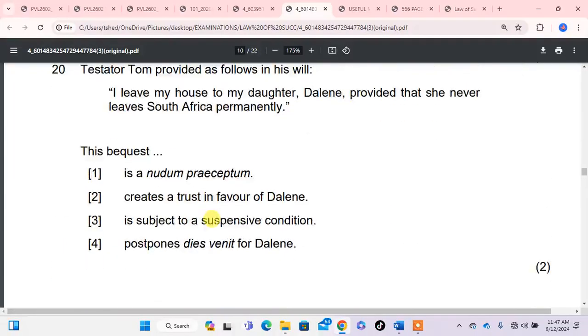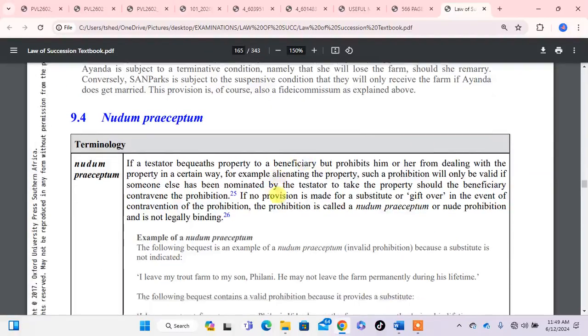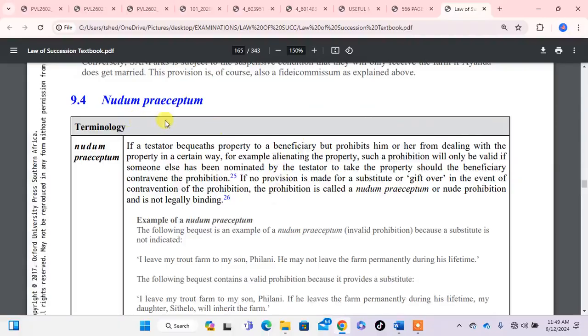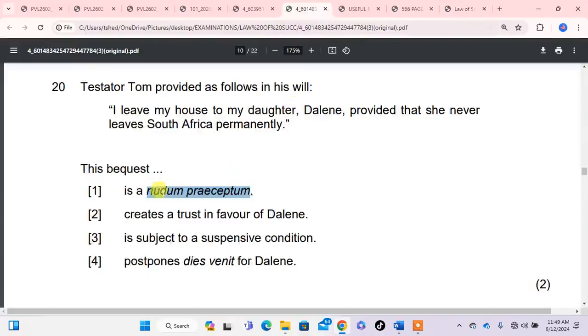Then we go to the testator Tom, who provided as follows in his will: I leave my house to my daughter Danielle, provided that she never leaves South Africa permanently. The bequest is part of what? In law we have something called a nudum praeceptum, which you have to read about here in section 9.5. Then you will understand about it. The correct answer here is a nudum praeceptum. Right?